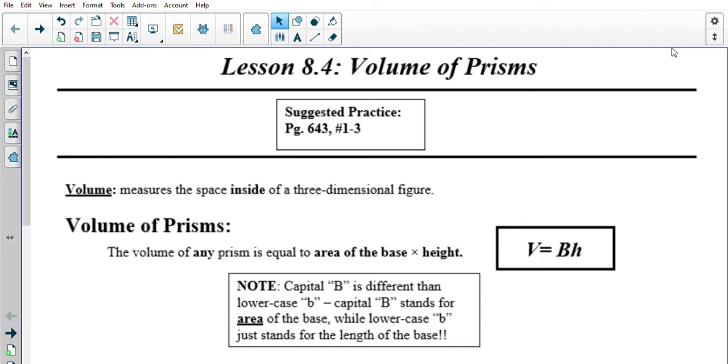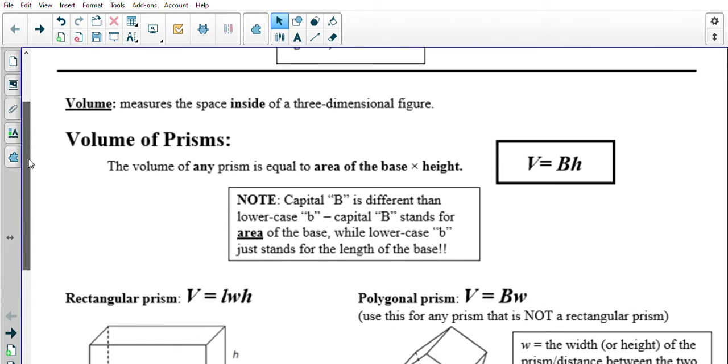Today's video comes from the lesson 8.4 guided notes on volume of prisms. We'll start with rectangular prisms, which are the easiest to find the volume of, and then we'll move into triangular prisms and other types of prisms as well. The volume of a shape measures the space inside of a three-dimensional figure, so it's kind of like the area of a three-dimensional shape. So again, the amount of space inside a three-dimensional figure.